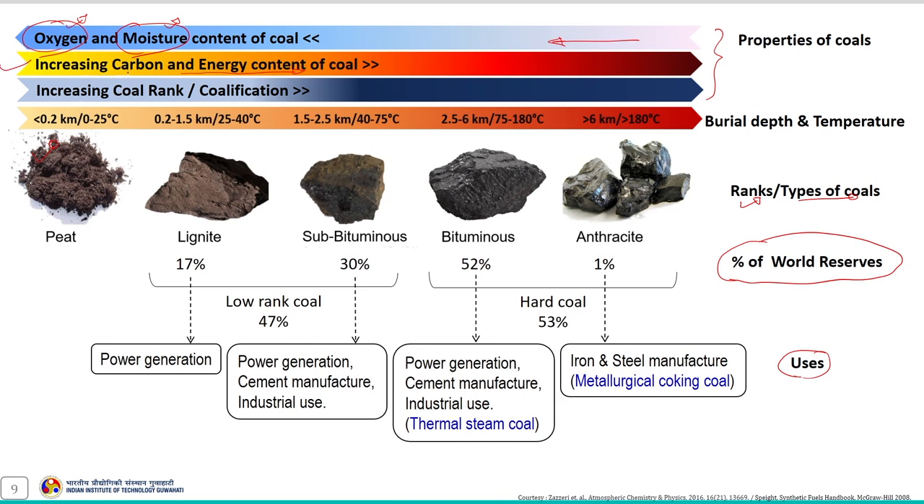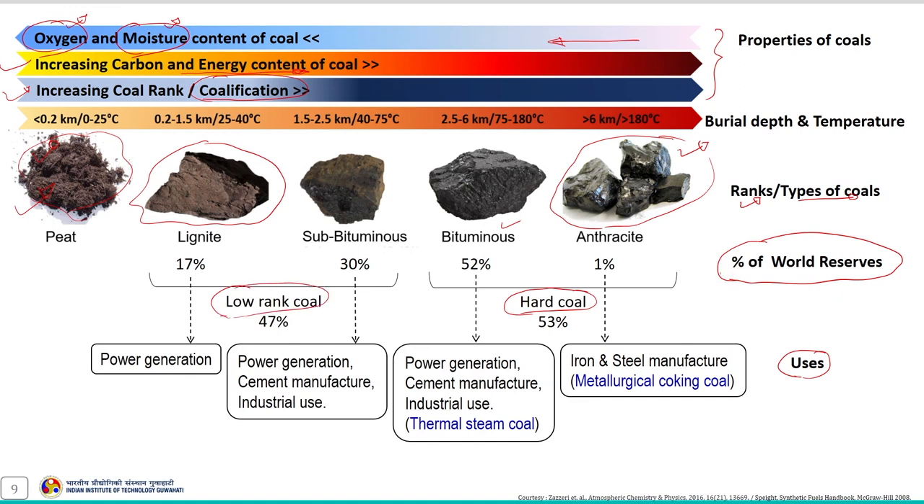However, it shows the increasing carbon and energy content of the coal sample, which indicates that peat has lower carbon and energy content than anthracite. And it shows the increasing coal rank and coalification, in that anthracite is considered the highest rank coal, as we just discussed one slide before, and peat is considered low rank coal. Similarly, lignite is also considered low rank coal. So according to the ranks and types of coal, anthracite and bituminous coal are considered hard coal, or high rank coal, while subbituminous and lignite are considered low rank coal.